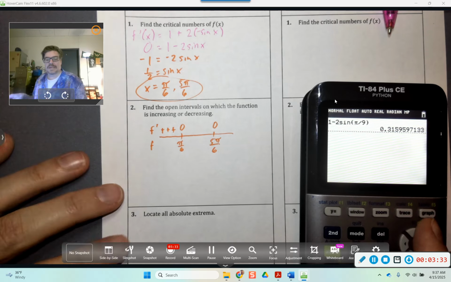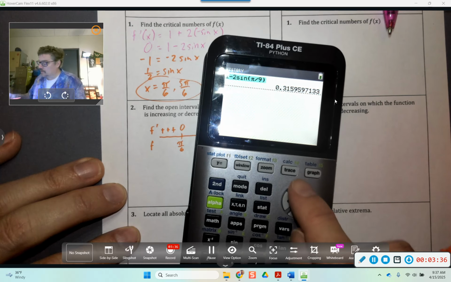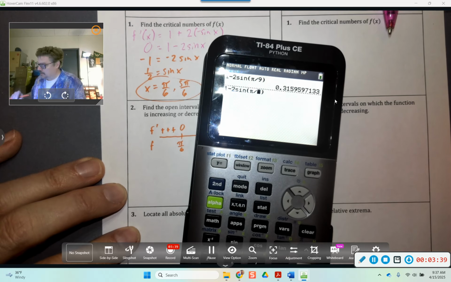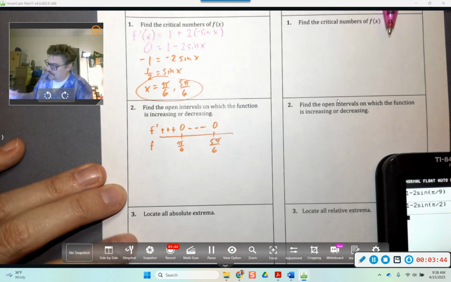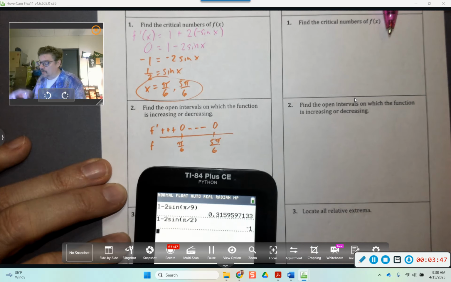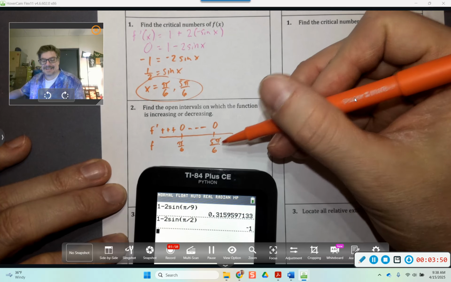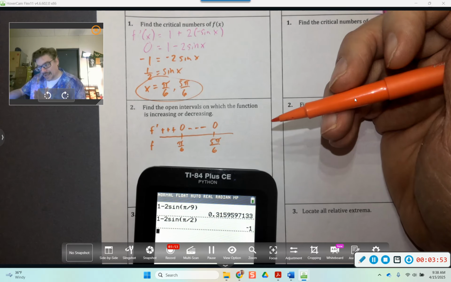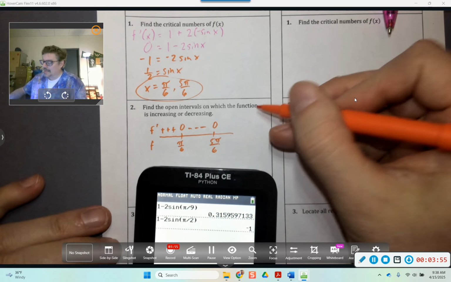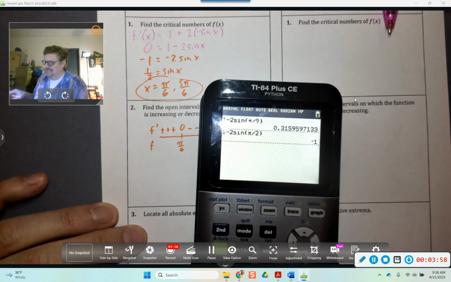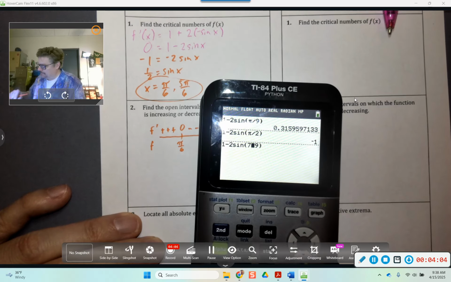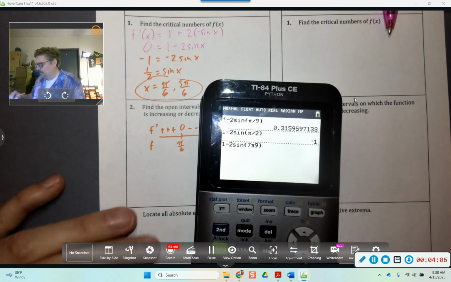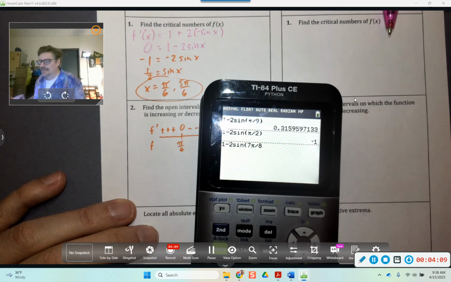Let's pick a number between, let's go pi over 2. Let's copy that guy, hit 2, and you'll notice it's negative 1. So therefore, we'll go negative. And then a number that's bigger than 5 pi over 6 but smaller than pi. So how about 7 pi over 8. That fraction is not quite 8 pi over 8, which would be pi, but it's close. Let's close it up, and that is positive.